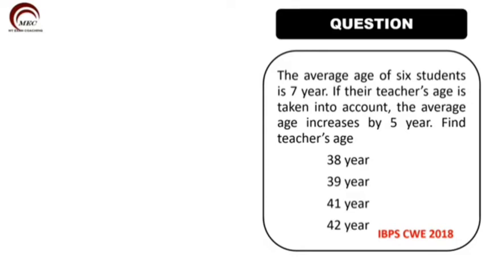The next question is, the average age of 6 students is 7 years. If their teacher's age is taken into account, the average age increases by 5 years. Find the teacher's age. So let us take the teacher's age equal to X. The unknown quantity, we will take X. Teacher's age equal to X. The average of 6 students is 7 years. 6 students. So total average is equal to what? Average equal to total sum divided by total number.